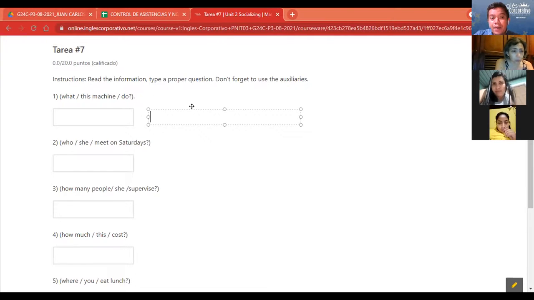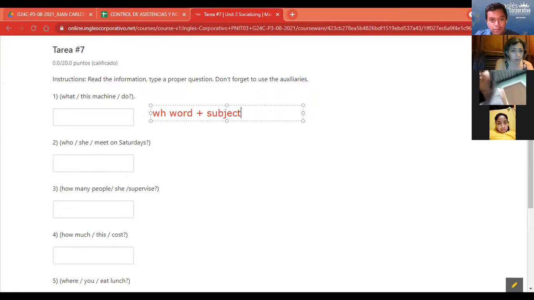Recordemos que para hacer preguntas en presente simple, ¿qué necesitamos? Necesitamos WH word plus what? Subject, ¿ok? Do. Plus do, ¿ok? Do o does, cuando es tercera persona, ¿ok? And then, what do we need?